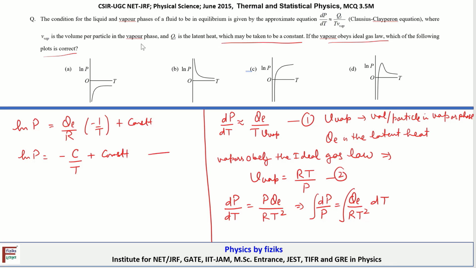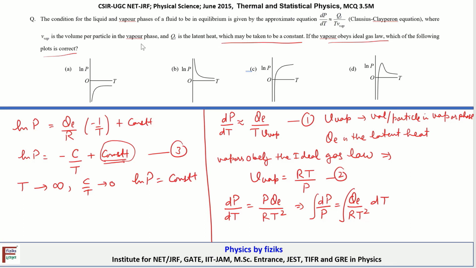Now we will try to understand the qualitative plot that can be obtained from equation 3. For this we will consider two extreme cases. First, when temperature approaches infinity, that is, when temperature is quite large, the term C by T approaches 0, and then ln P is equal to some constant value determined by the constant of integration. We assume it's a positive quantity. So in that case ln P is equal to a constant quantity.